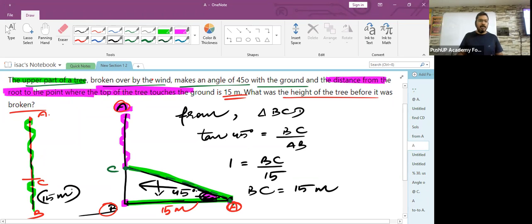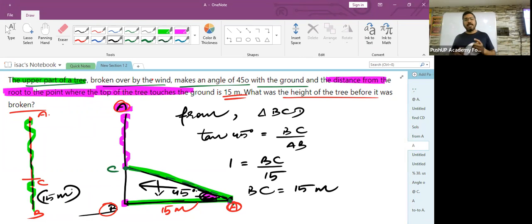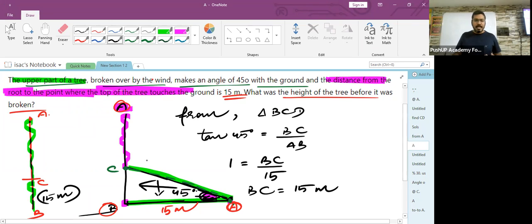It's equal to 15 meters. Easy for all? Now, one more thing we have to find by using the same triangle. That is the value of AC. Children, whatever is the value of this AC, the same is the value of this AC. Whatever top portion broke, it fell on the ground. So both are the same. So from the same triangle, we are going to find AC.